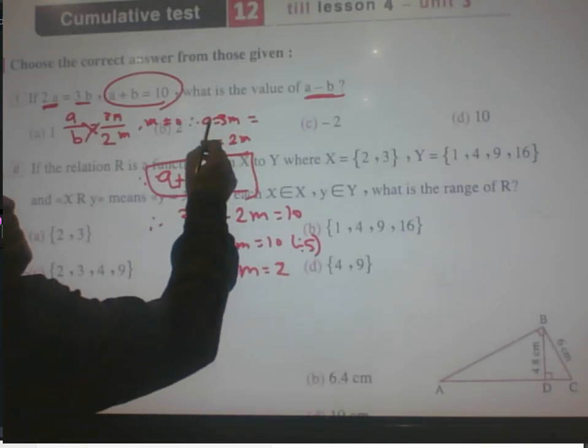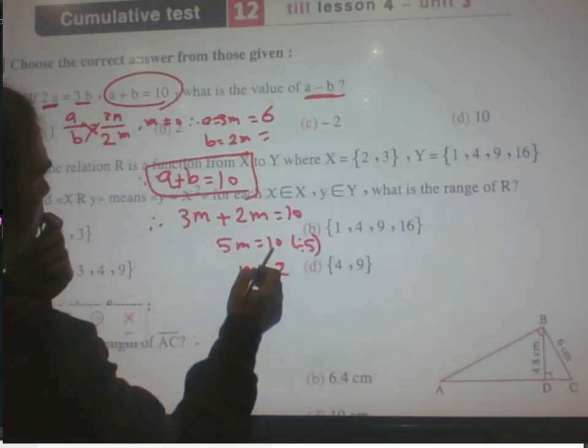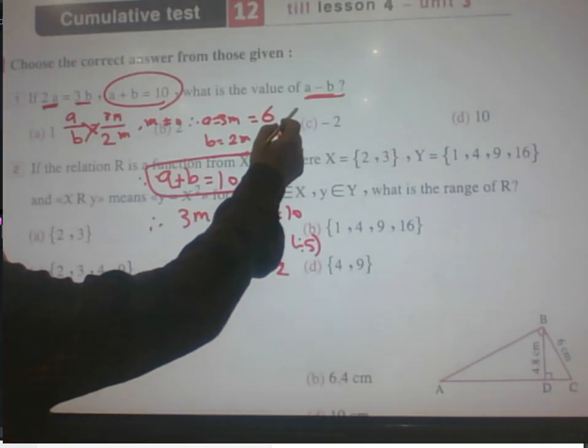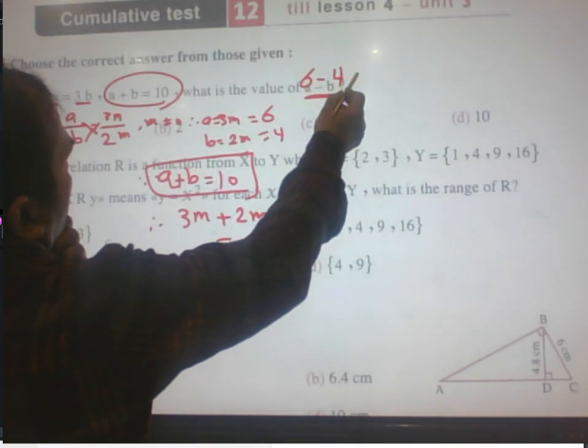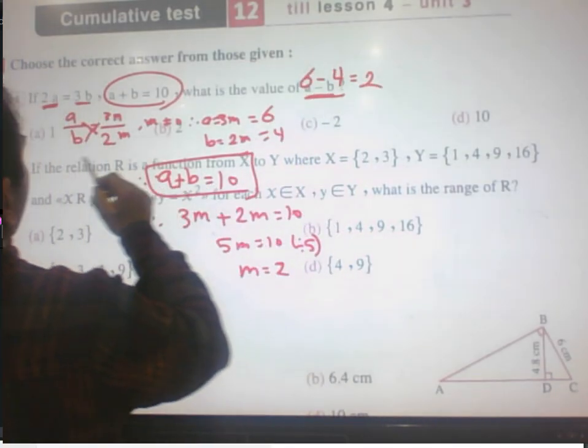So the value of a equals 2 times 3 equals 6, and the value of b equals 4. Then a minus b, 6 minus 4 equals 2.